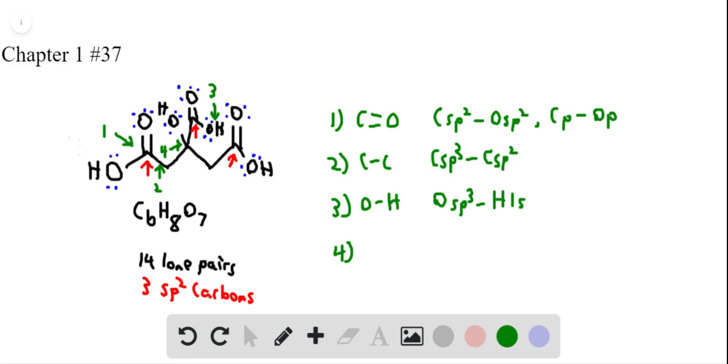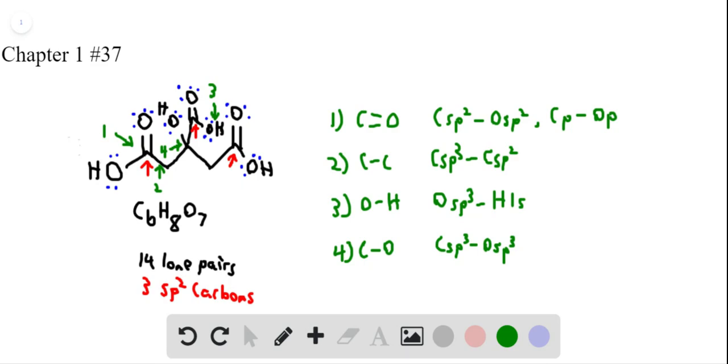So 4 is a carbon-oxygen bond where they're both sp3 hybridized. They both only are participating in single bonds. So it's going to be Csp3 to Osp3. Okay, and so that's all the parts of this problem.